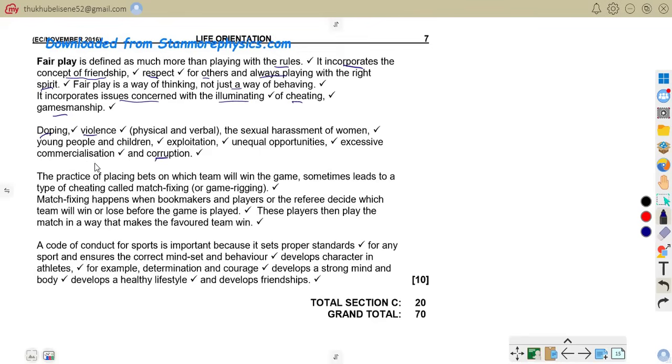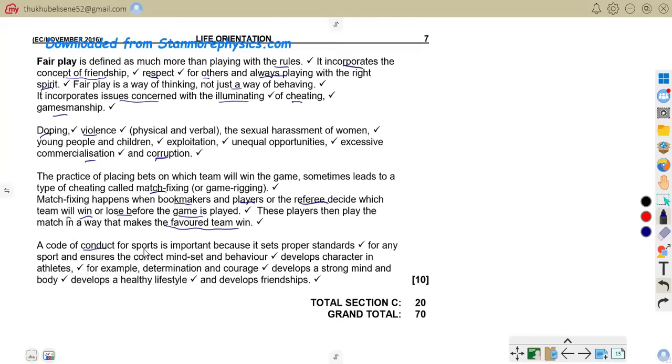commercialization, and corruption. The practice of placing bets on which team will win the game sometimes leads to a type of cheating called match fixing. Match fixing happens when bookmakers and players or the referee decide which team will win or lose before the game is played. These players then play the match in a way that favours that team to win.